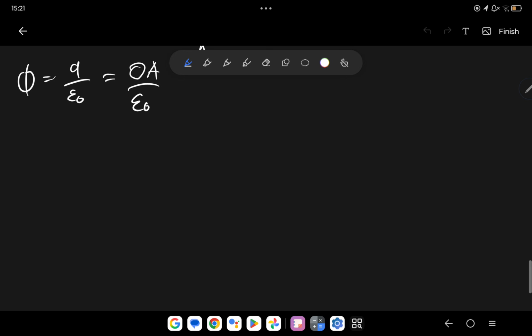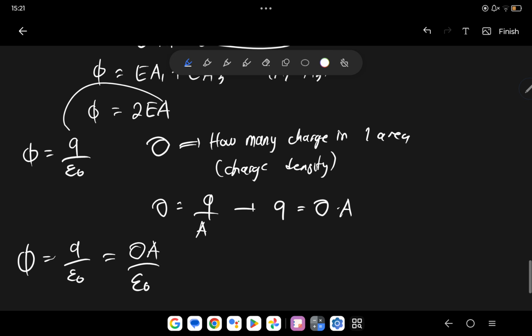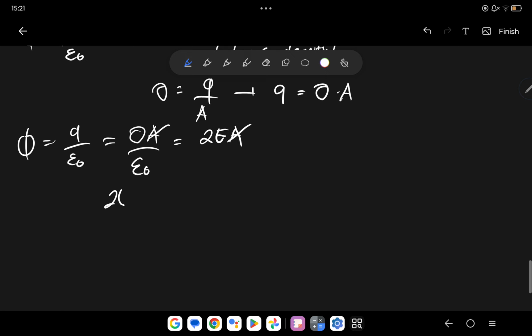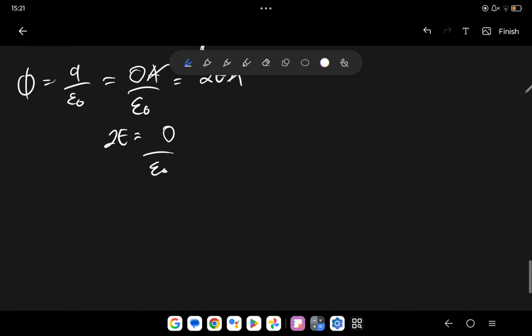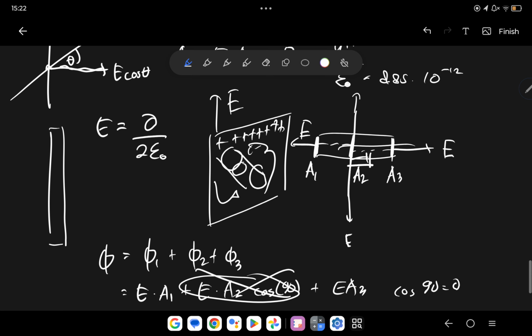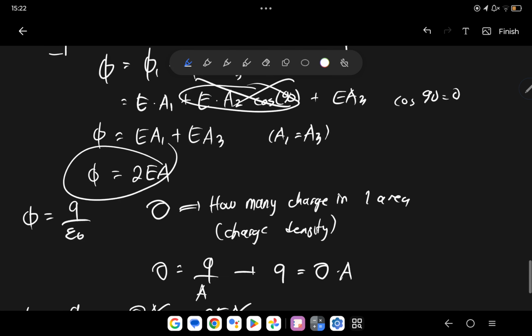Epsilon naught. And remember, this is equal to 2EA. Cross out the A's, and we'll get 2E is equal to sigma over epsilon naught. So solve for E: the electric field is sigma divided by 2 epsilon naught. Oh, very nice. We got it. That is for one plate.